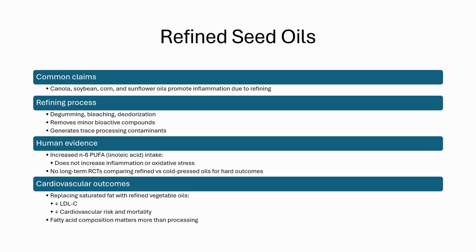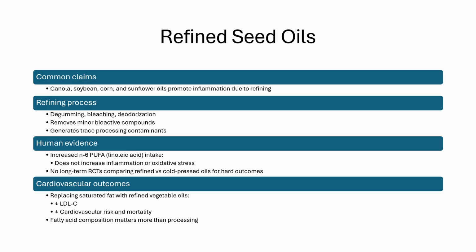You might read on the internet by critics that oils such as canola, soybean, corn, and sunflower oil are linked to inflammation and chronic diseases due to their refining process, which increases the omega-6 to omega-3 ratio. The refining process, which includes degumming, bleaching, and deodorization, does remove some essential nutrients and can generate undesirable trace compounds such as 3-MCPD esters and glycidyl esters under high heat.